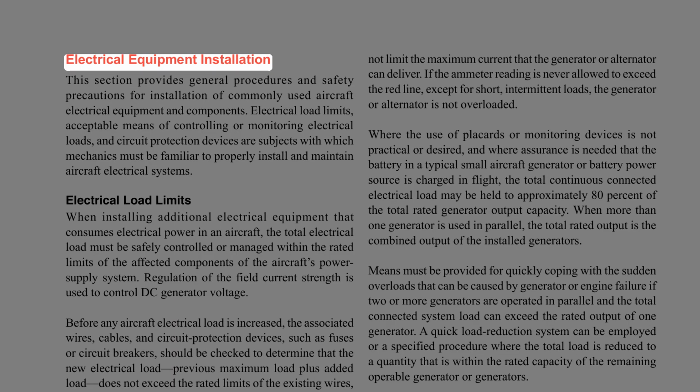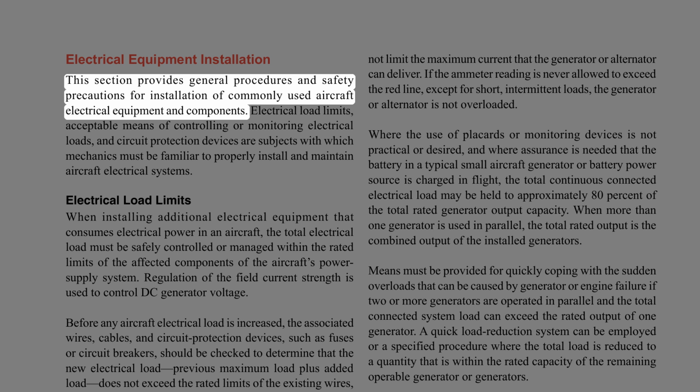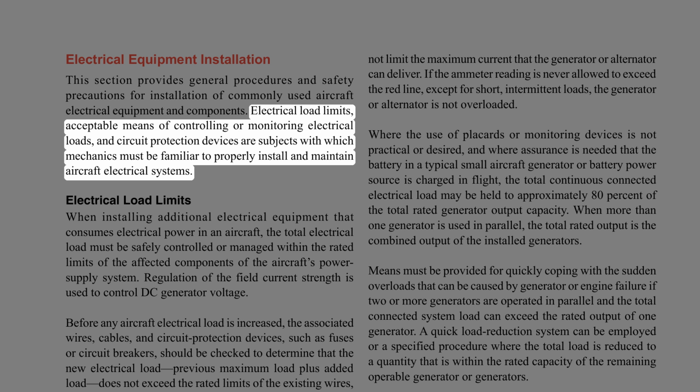Electrical equipment installation. This section provides general procedures and safety precautions for installation of commonly used aircraft electrical equipment and components. Electrical load limits, acceptable means of controlling or monitoring electrical loads, and circuit protection devices are subjects with which mechanics must be familiar to properly install and maintain aircraft electrical systems.